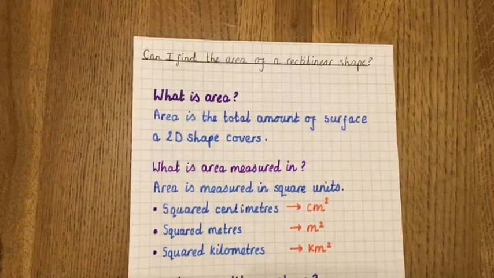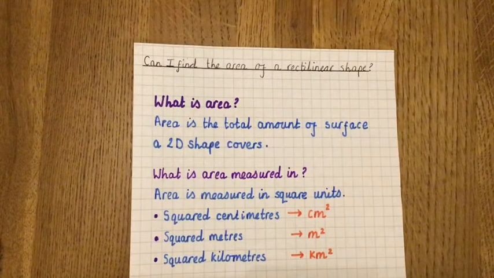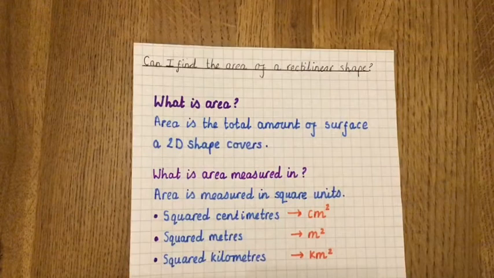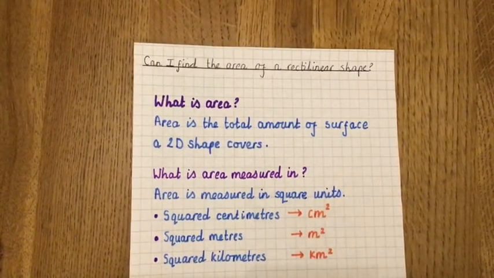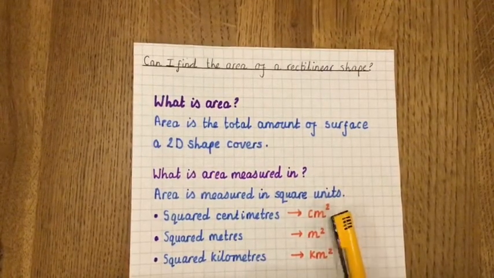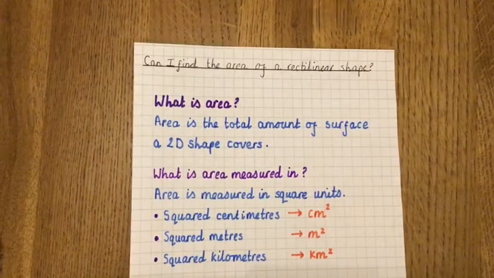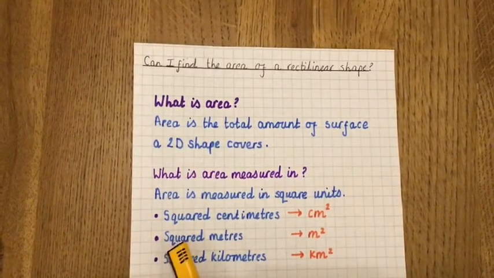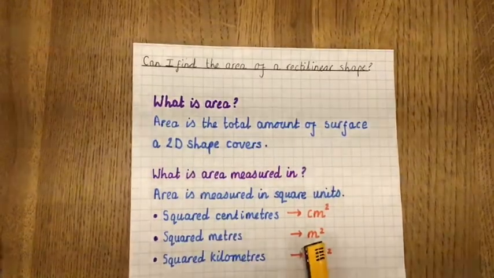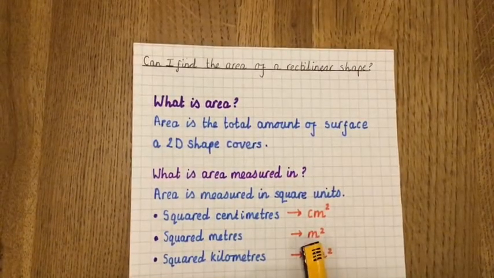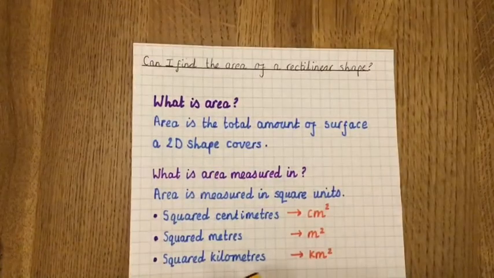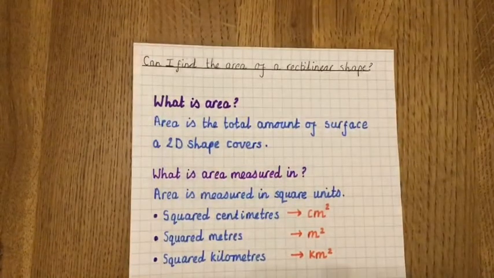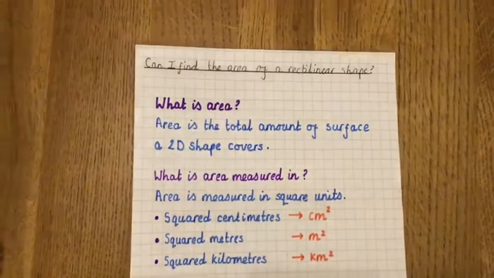What do we measure area in? Well, area can be measured in square units. Often, these are usually measured in squared centimetres, using cm with a little 2 above to show that the number's been squared. We can also measure in squared metres, and we would show this unit of measure as metres squared, or squared kilometres, so kilometres squared.